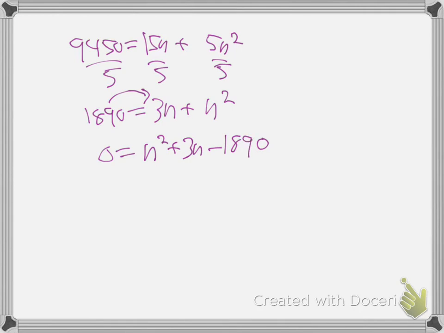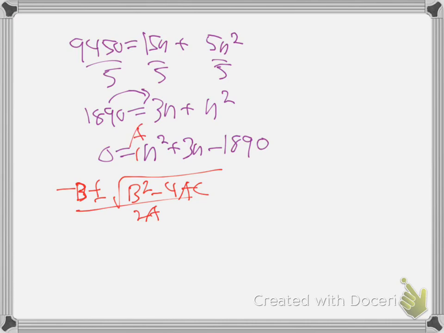I would do the quadratic formula at this point. Remember, that's what you do when you have an x squared equation. Negative b plus or minus the square root of b squared minus 4ac, all over 2a. A is 1, b is 3, c is negative 1890. I don't have time. Plug them in, crank it out. One of your answers for n will be crazy. It'll be negative, a negative amount of terms. Just throw it away. Keep the other one. All right.